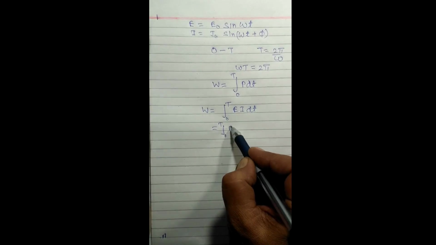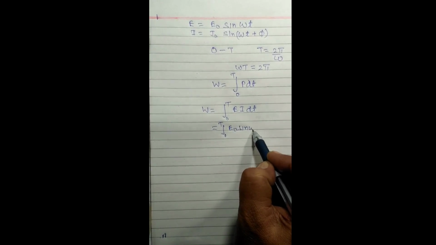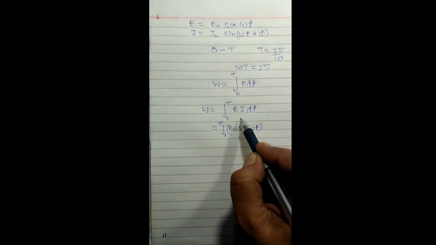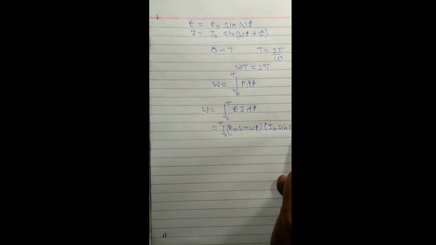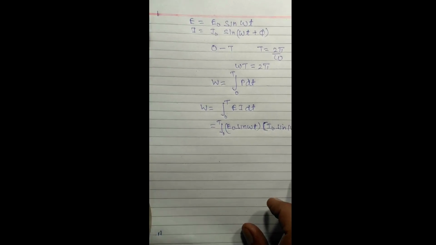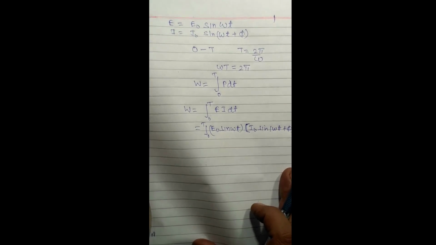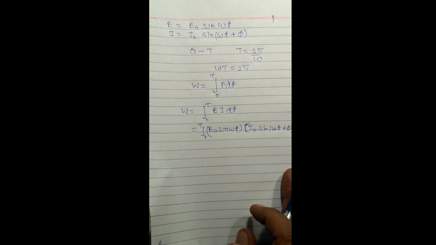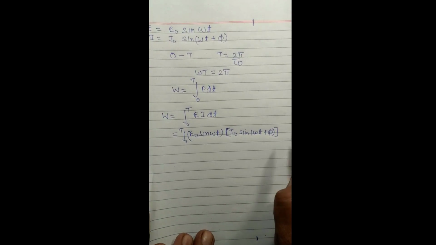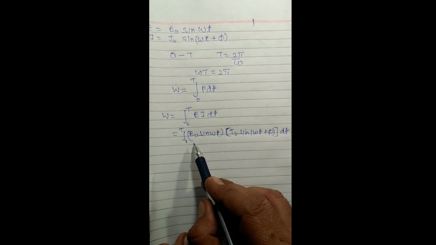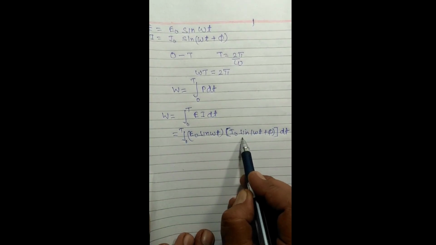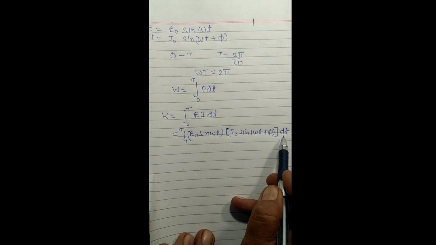From 0 to T, it becomes E naught sine omega t for your E, and I naught sine of (omega t plus phi) for the current. And this is your equation. And you just put a dt over here. Is it clear? Integral 0 to T, E naught sine omega t, I naught sine(omega t plus phi) dt.